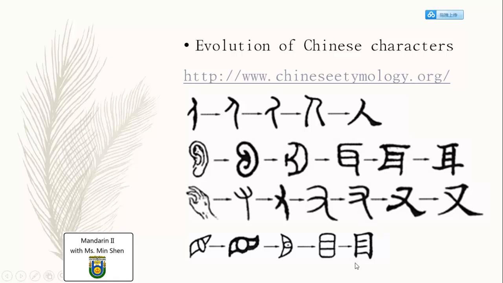This character is 目, and you can see the original picture. It's a picture of an eye, and today the character still shows the same meaning, the eye. So talking about this evolution, if you're interested in any Chinese character, you can log on to this website, Chinese Etymology, to find out the ancient forms of today's squared characters.